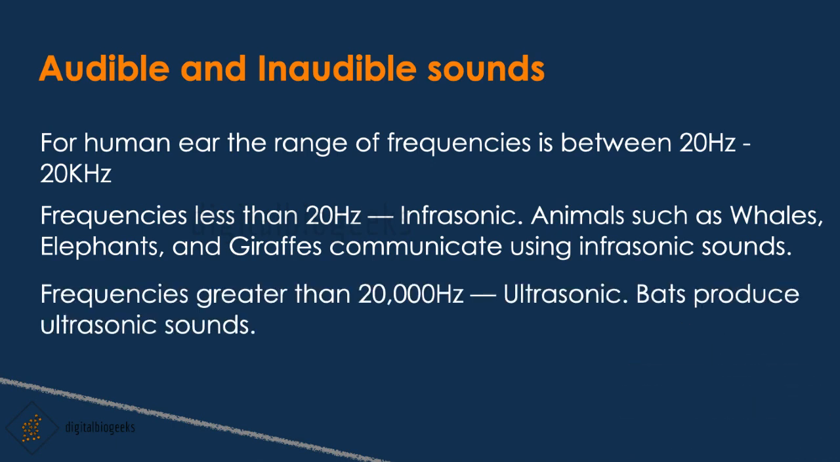The frequencies higher than 20,000 Hz, that is 20 kilohertz, is termed as ultrasonic sounds or ultrasonics. Bats produce ultrasonic sounds. When they produce these sounds and it hit a prey, it comes back to the ears of bat and it can detect the prey and can hunt in the night.